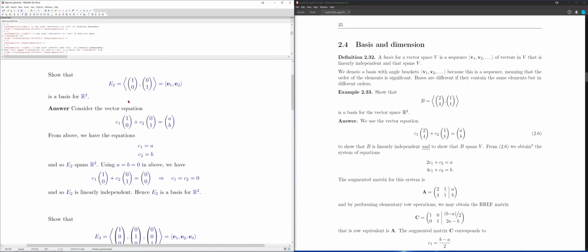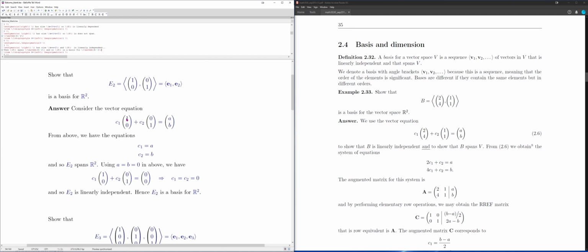Okay, so how do I show that these two vectors span R2? To span R2 means that any vector in R2, which I can write as (a, b), I can express as a linear combination of (1, 0) and (0, 1). So I need to be able to find C1 and C2 in terms of a and b such that this is true, right? And how do I do that? Well, this is just a vector equation. So what I do is multiply out, and you look at your first component here. I'd have C1 is equal to a, right?